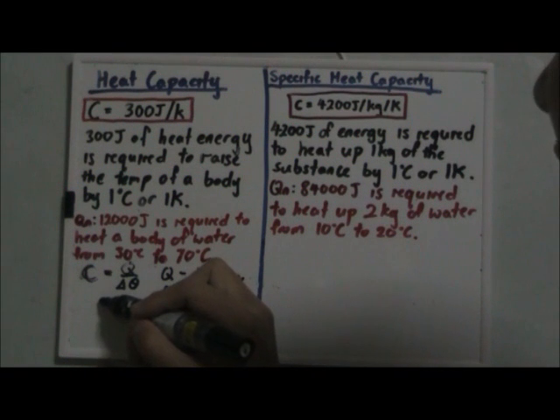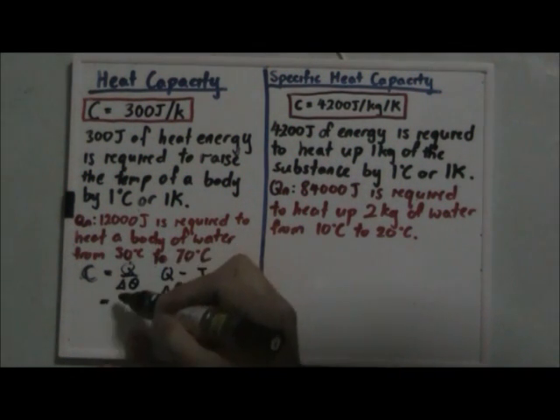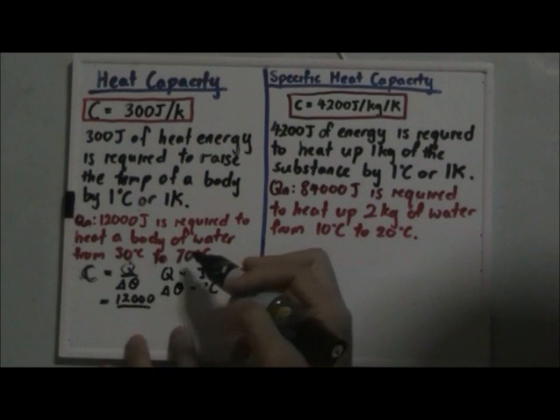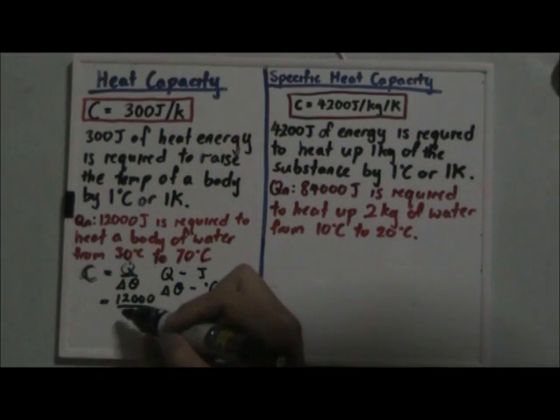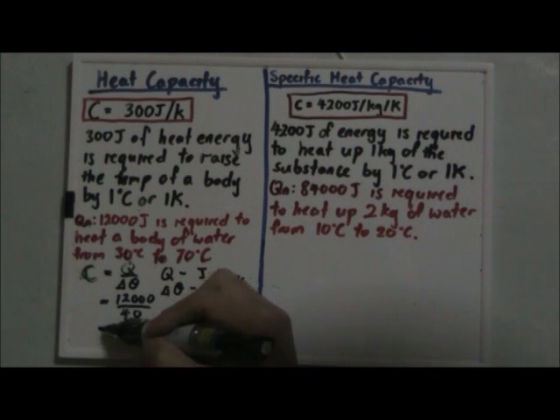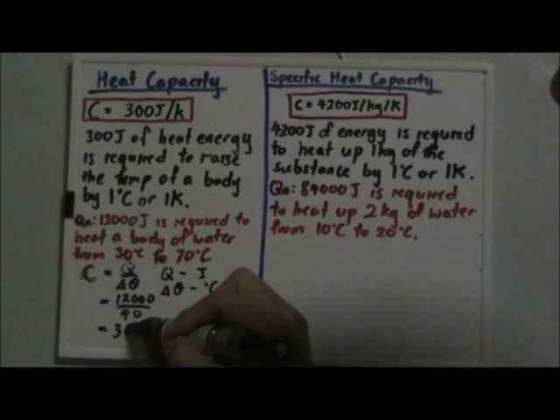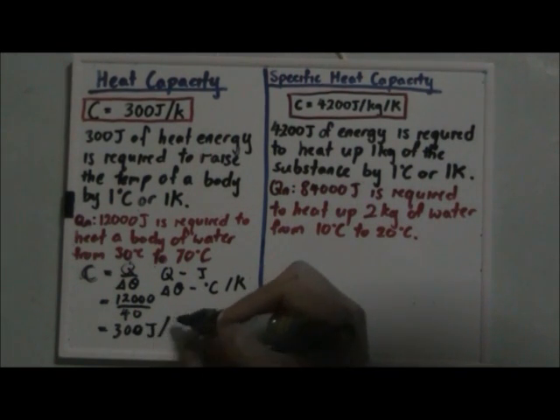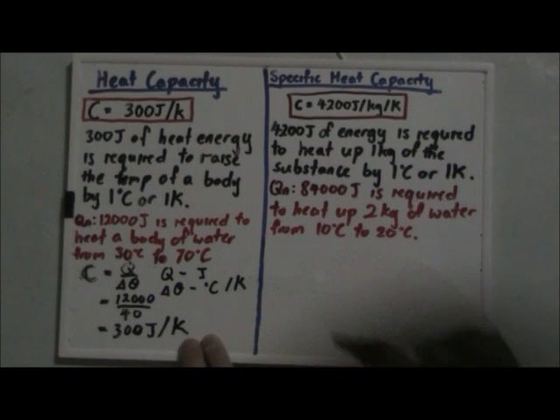So in this case, the heat energy that is required will be 12,000, and the change in temperature from 30 degrees Celsius to 70 degrees Celsius will be 40. So the heat capacity for this body of water will be 300 joules per Kelvin.